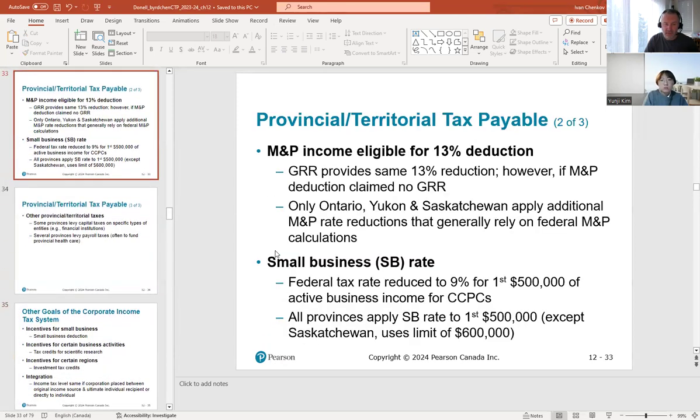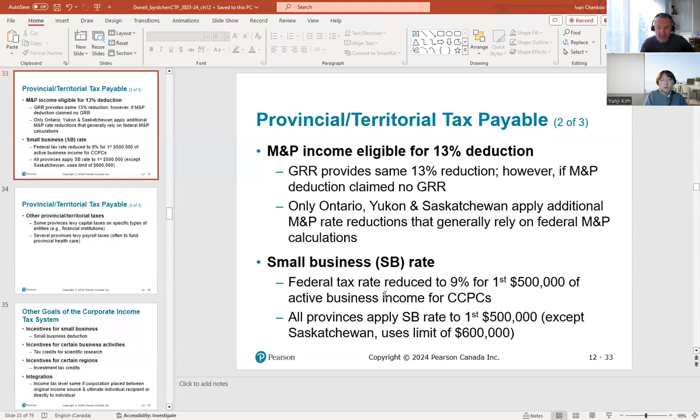And the small business deduction, again, the federal tax rate reduction is 9% on the first $500,000. And this is only on the active business income. So you have to look at the question, how much is the active business income? If the active business income is more than $500,000, let's say $600,000, you don't have to worry about it, because you're going to apply the small business deduction to the first $500,000 anyway.